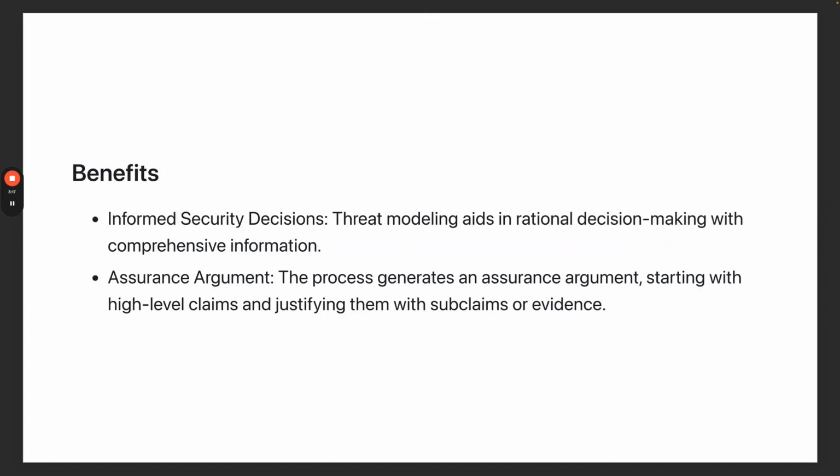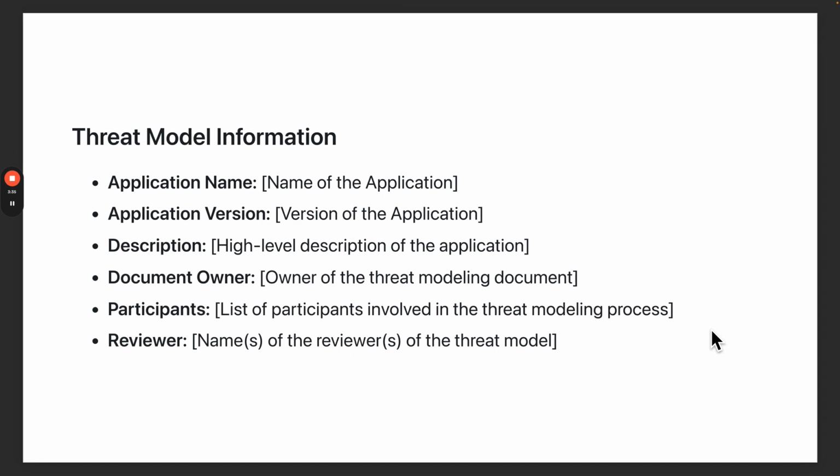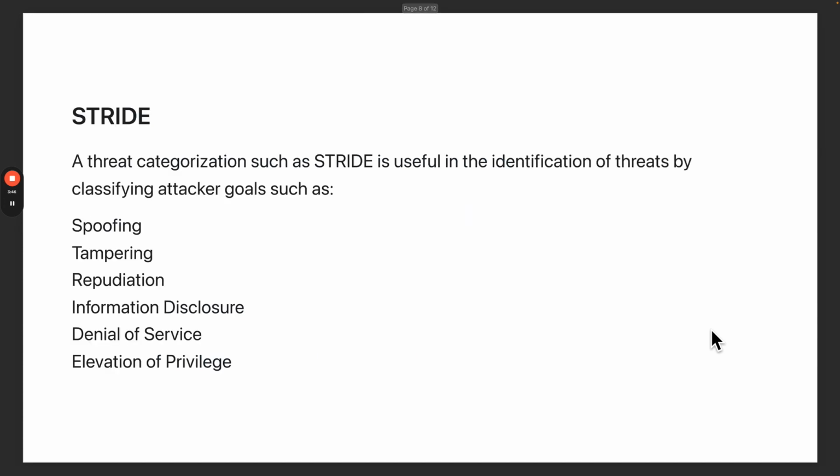So what are the benefits here? Informed security decisions let your team really understand why they're doing something, right? And it provides us some assurance about the arguments we're starting with and justifying those high-level claims with a subclaim and evidence that we followed through. Here are some examples, right? We need to have our application name, version, a description of it, who's the document owner, who are the participants in that modeling process, and who's going to review that the work was done successfully. Additionally, here are some examples about STRIDE that you should consider.